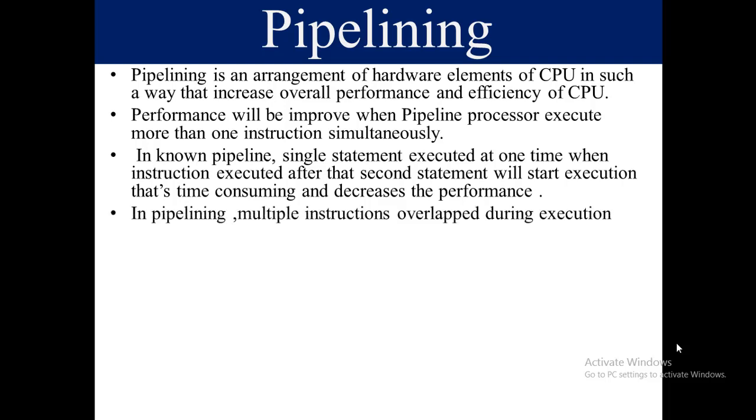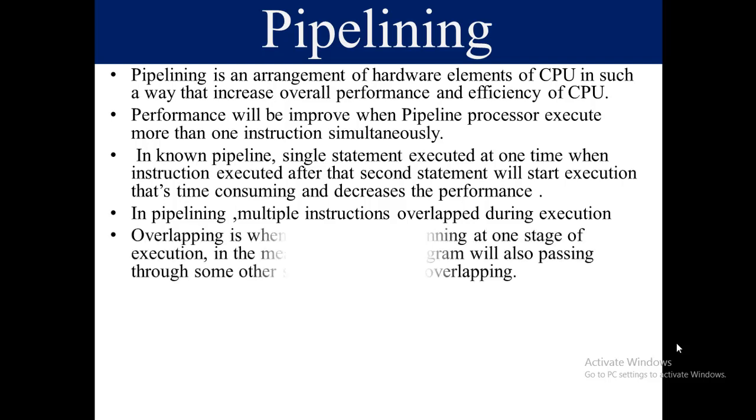While in pipelining, multiple instructions overlap during execution. Multiple instructions are executed simultaneously. So this automatically increases performance. But what is meant by overlapped? Overlapping is when one program is running at one stage of execution. As we have discussed, in overlapping architectures there are different stages, usually 4-stage, 5-stage, or 8-stage architectures, but the most common is the 5-stage architecture that is used by RISC.